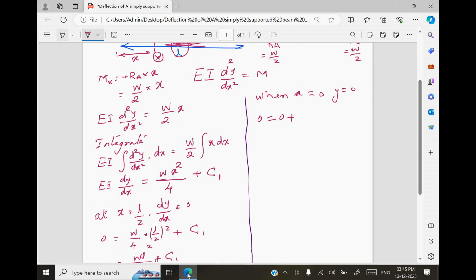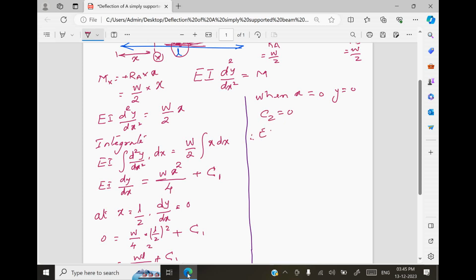plus C2, is it not? So I can write directly C2 becomes equal to 0. C2 becomes equal to 0.